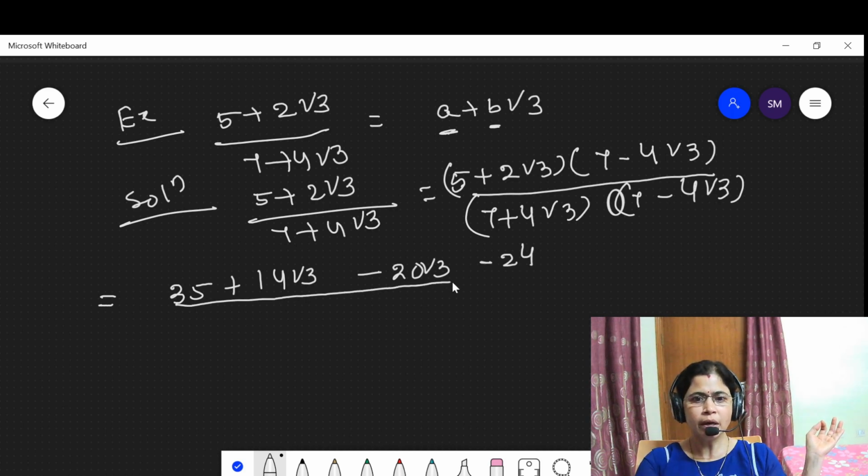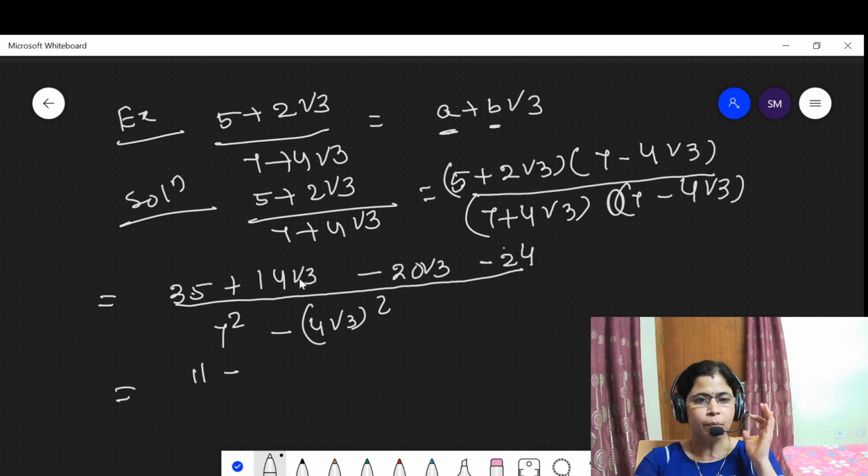Then the denominator is 7 plus 4 root 3 into 7 minus 4 root 3, which is a plus b into a minus b. This is a square minus b square form. Then 35 minus 24 is equal to 11, and 20 root 3 minus 20 root 3 plus 14 root 3, which is equal to 6 root 3.